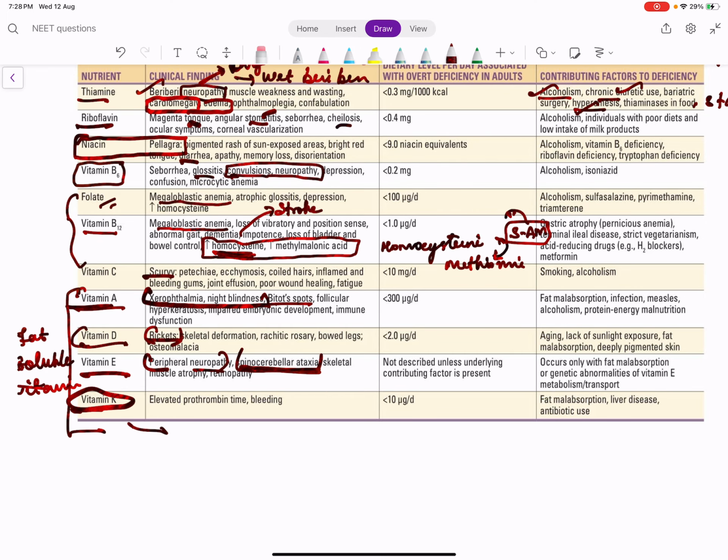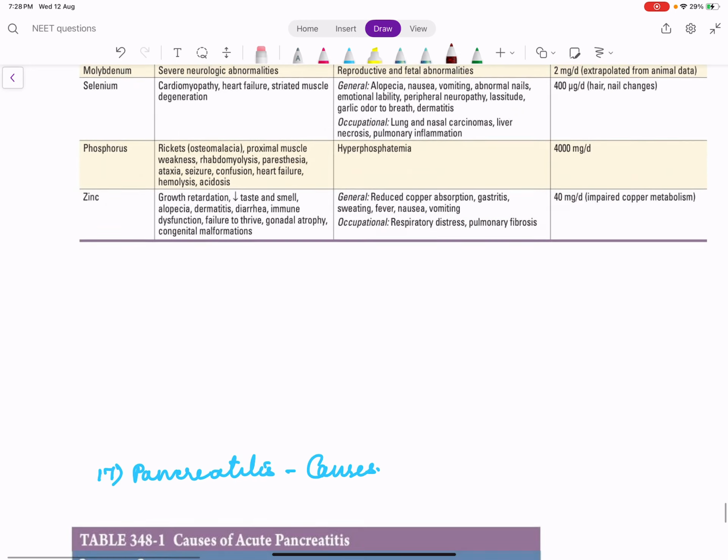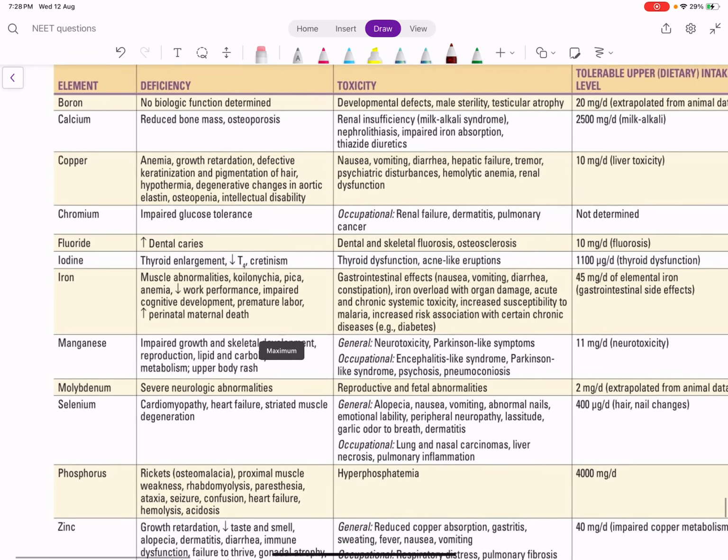Vitamin K, there will be problems with the vitamin K dependent clotting factors 2, 7, 9 and 10. So there will be bleeding. Right, so just a small revision about that. Similarly, we have micronutrient deficiencies.